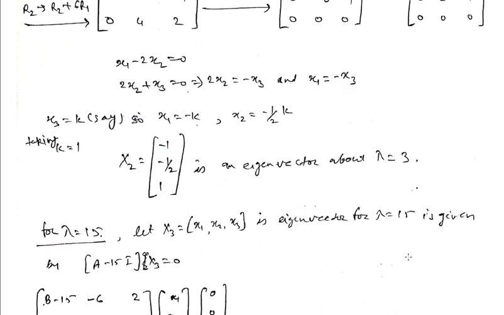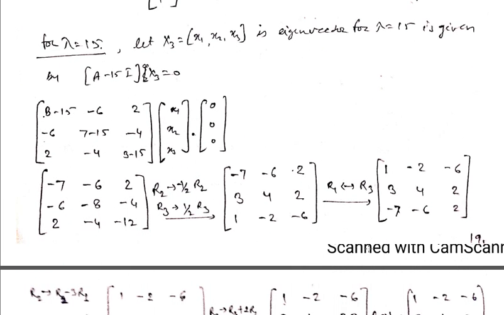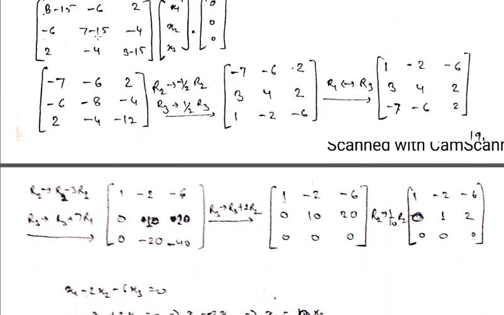Similarly, we will obtain the eigenvector for eigenvalue lambda equal to 15. Let's suppose X3 is an eigenvector given by the system of equation (A minus 15I)X3 equal to 0, and similarly we will convert this coefficient matrix into echelon form using elementary transformation. Hence we reduced this coefficient matrix into the echelon form, which is 1, minus 2, minus 6 and 0, 1, 2 and 0, 0, 0.